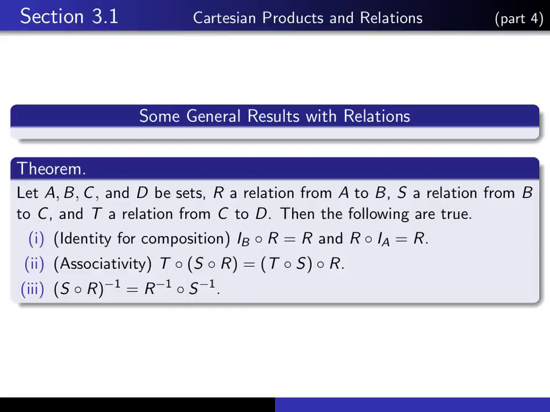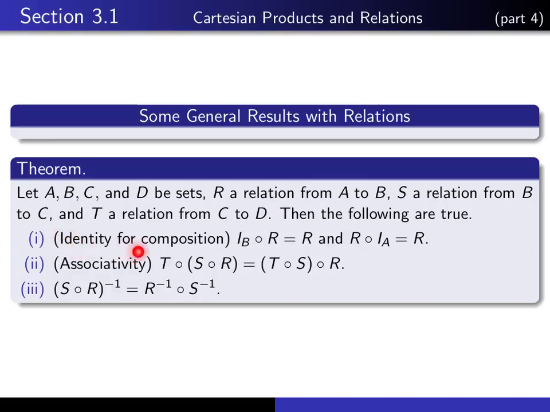This is part 4 in our series of lectures on section 3.1, and in this lecture we're going to write down some general results involving relations, and we'll include some of the proofs of those results. So we state the results in this theorem. We start with four sets A through D. We have a relation R from A to B, a relation S from B to C, and a relation T from C to D. Then the following three results are true.